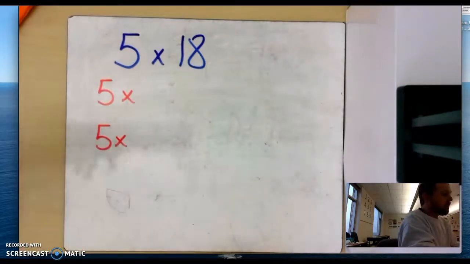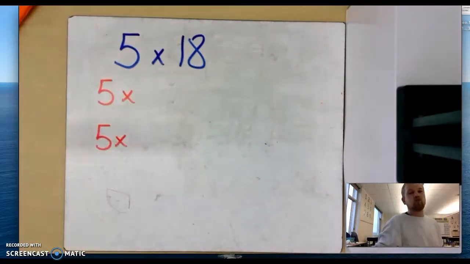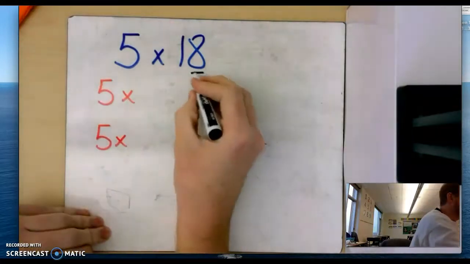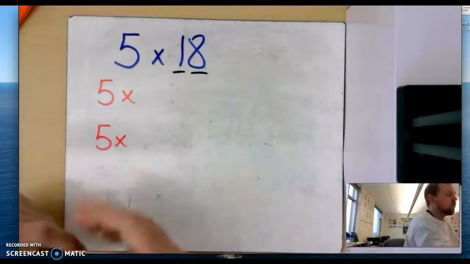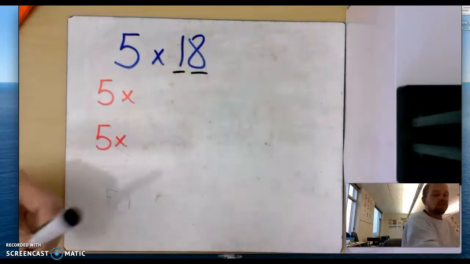Now, when I'm breaking it down by place value, I specifically have 2 place values here. I have my 1s and I have my 10s. So I'm going to start by breaking it down by my 10s. The number I see that's in my 10s place is a 1.